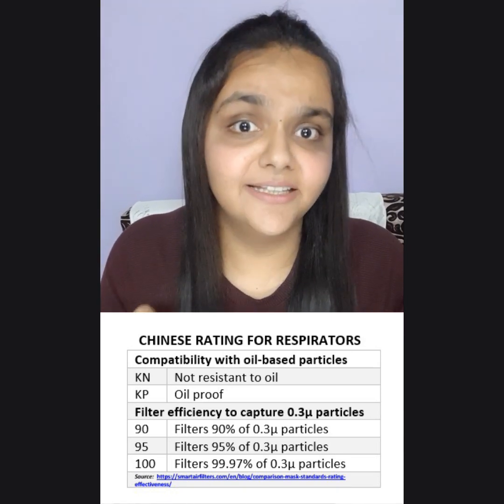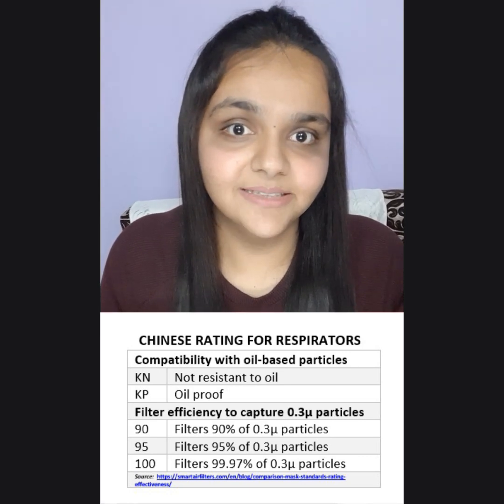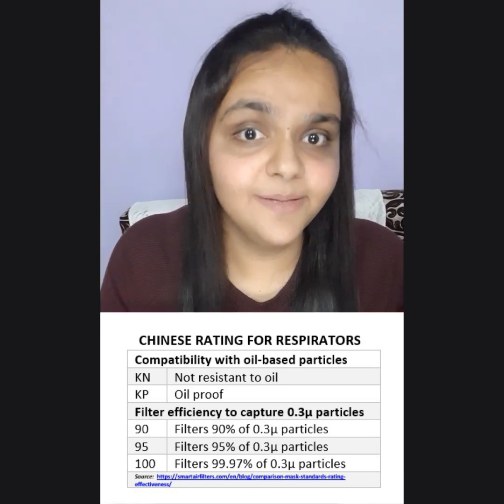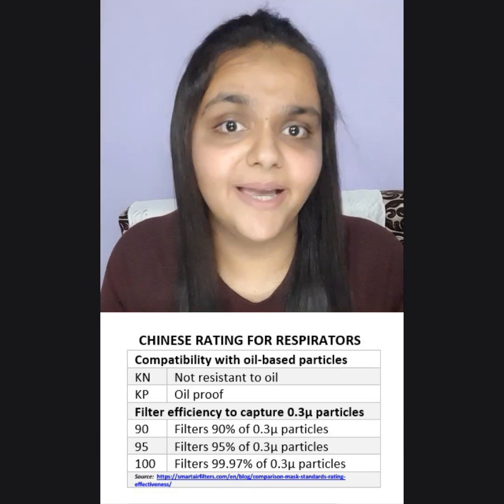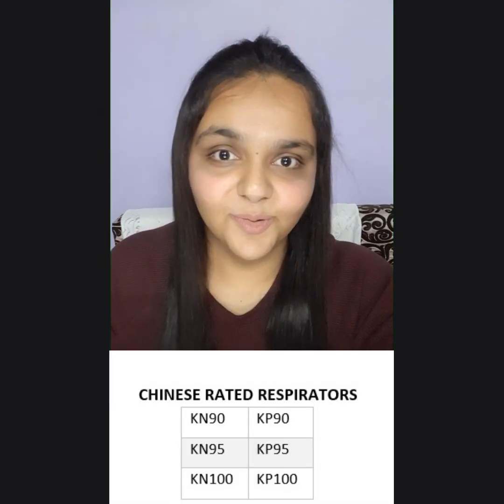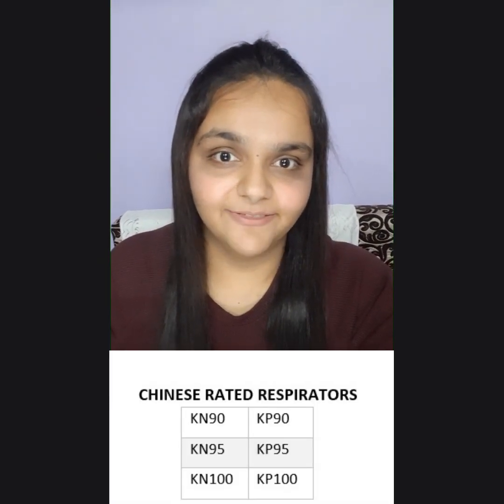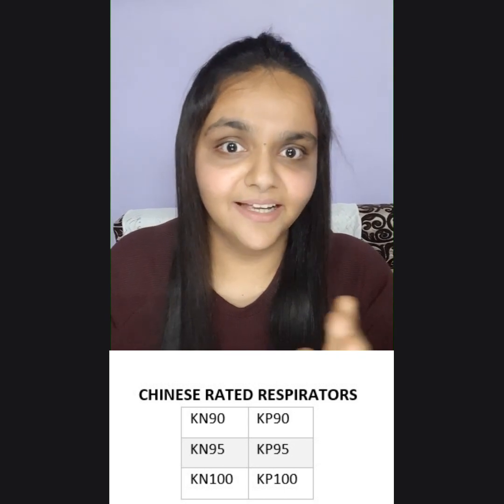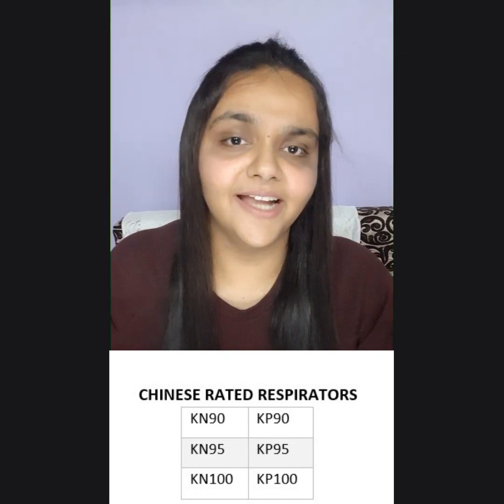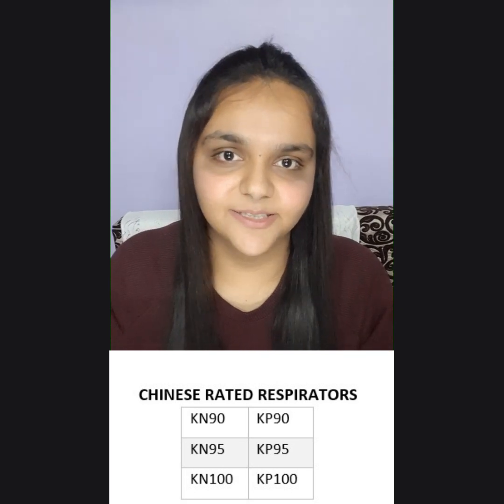And 100 means they can capture 99.97% of 0.3 micron particles. So the Chinese rating system has KN and KP 90, 95 and 100 in its rating system.